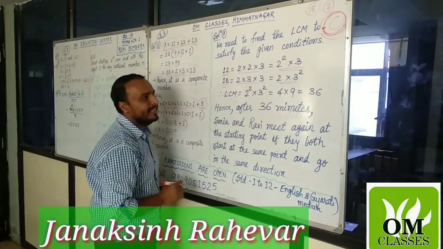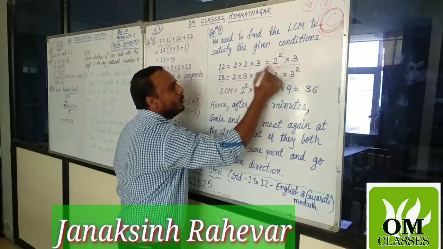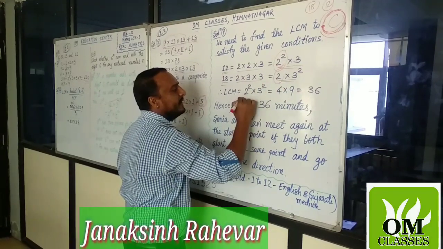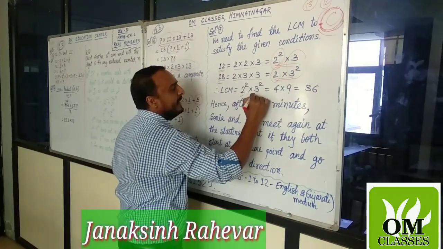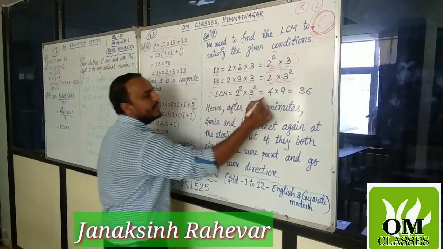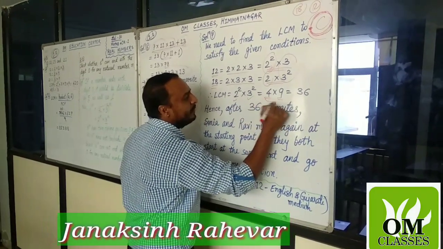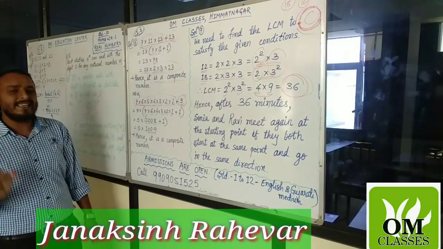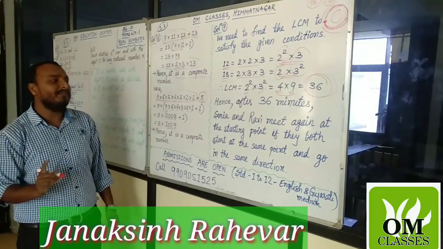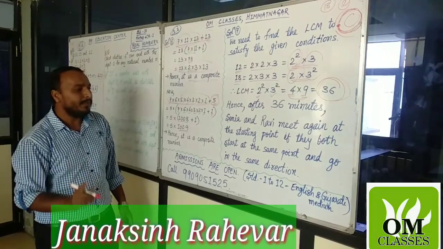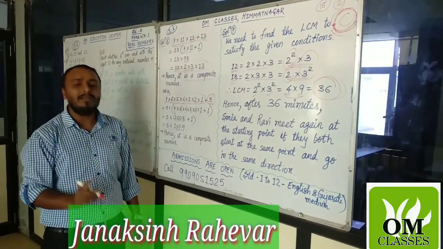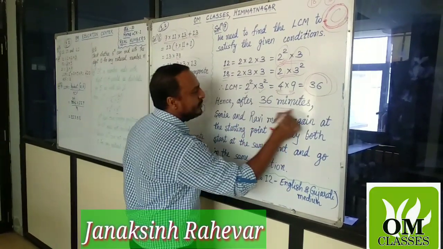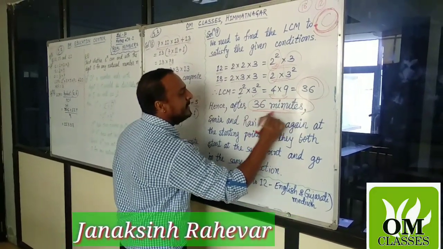Now what is the LCM? So value of 2 raised to 2 and 2 raised to 1. This is greater, so we will write this, and from the other we will write 3 raised to 2. 2 square is 4, 3 square is 9, and 4 into 9 is 36. So after 36 minutes Sonia and Ravi will meet each other if they start from the same point at the same time and go in the same direction. So your answer is 36 minutes.